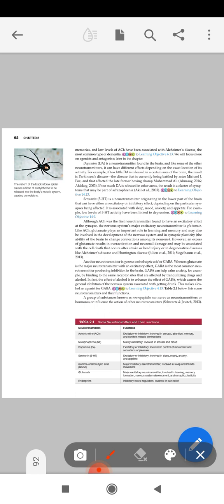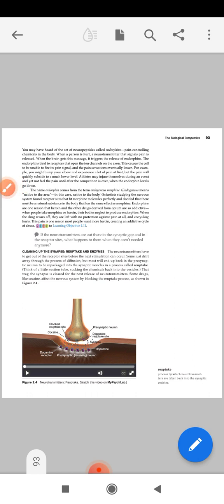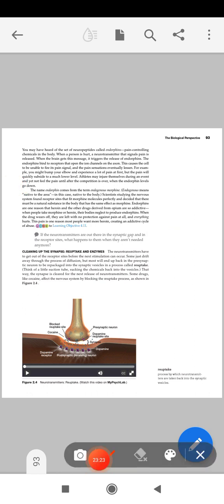Here is a table where some of the neurotransmitters with their functions are given. Remember two things: glutamate, acetylcholine, and GABA. GABA is the one which has only an inhibitory effect, and glutamate has only an excitatory effect. The other ones are both inhibitory as well as excitatory. Reuptake, I have covered it.